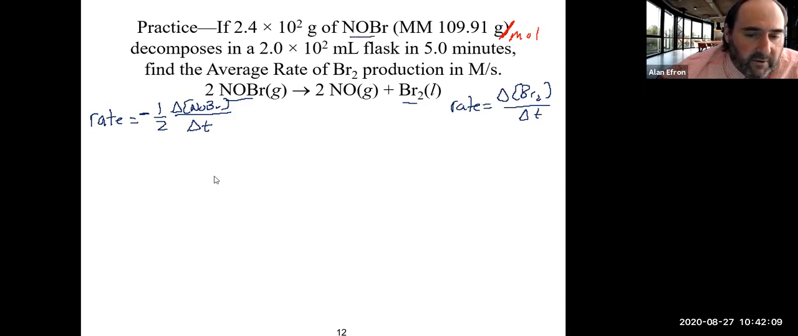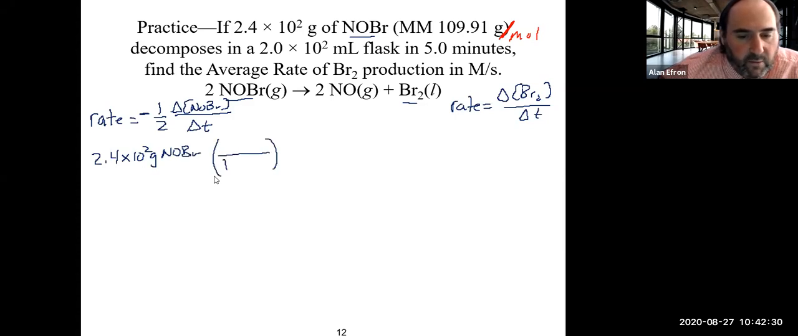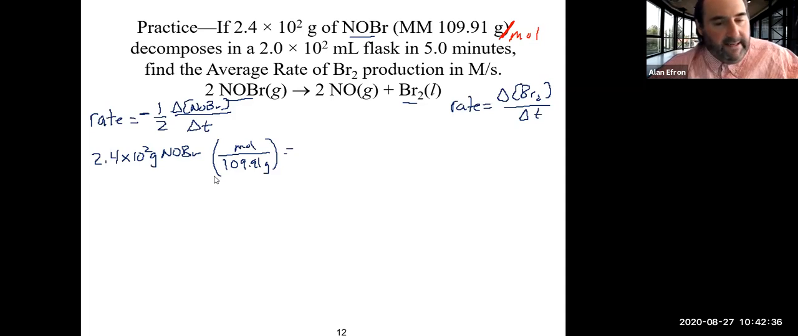So we do have information about NOBr. We have it sort of in grams and milliliters. We could get the molarity of that. We do need to convert our grams into moles and divide by the volume here. So the first thing we'd want to do is go 2.4 times 10 to the 2 grams. They were nice enough to give us the molar mass from the periodic table. So we'll divide by 109.91 grams per mole.